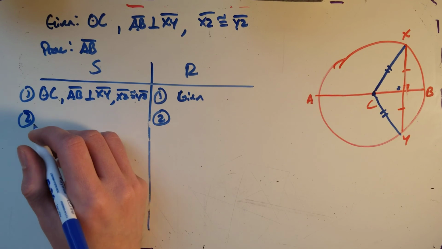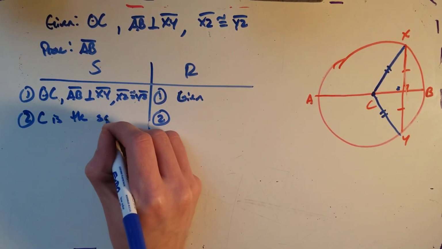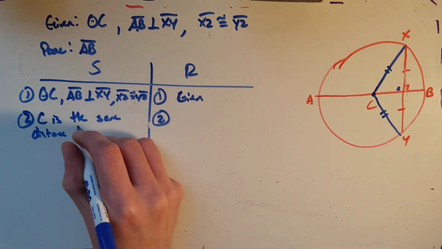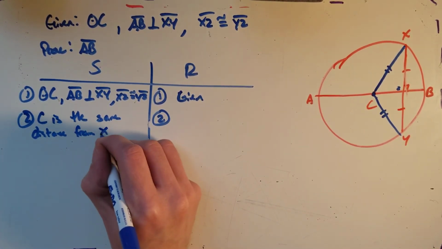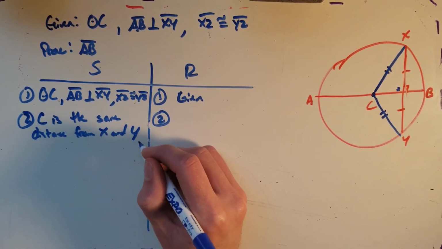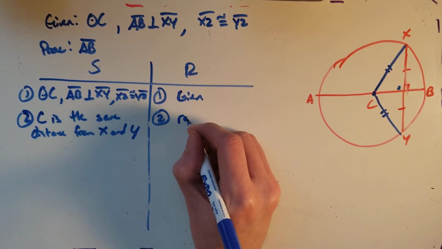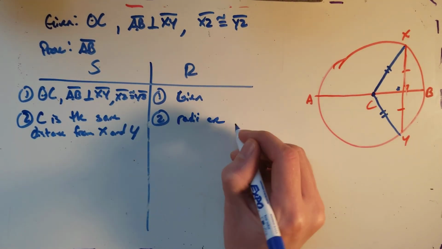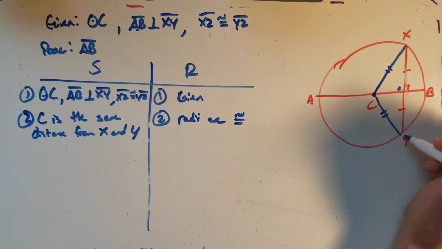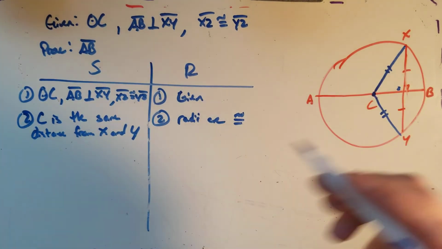So I'm going to say C is the same distance from X and Y. And the reason why we know it's the same distance is because radii are congruent. So the fact that the radius is congruent to any point means that C is the same distance away from X and Y here.